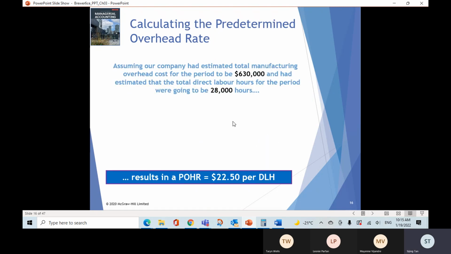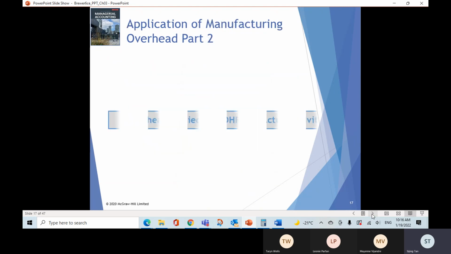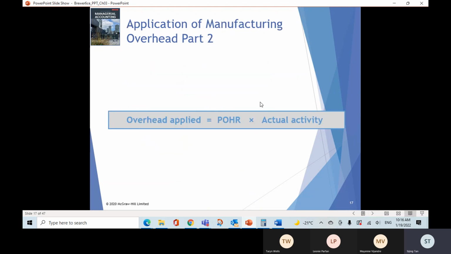We're assuming our company has estimated total manufacturing overhead cost for the period of $630,000, and had estimated that the total direct labor hours for the period were going to be 28,000 hours. So we're going to calculate our predetermined overhead rate. We use 630 divided by 28. So direct labor hours will be our cost driver, and then your predetermined overhead rate will be $22.50 per direct labor hour. So watch out for it. This is the basic calculation when you do the predetermined rate.